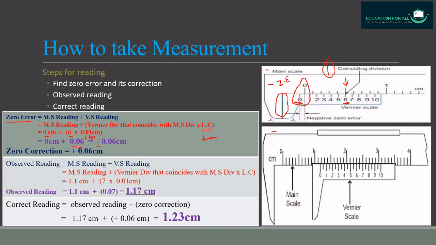Here I put a minus sign because we know that the error is negative, as the 0 of the vernier scale is on the left hand side. So I put a negative sign here. And what will be the zero correction? The opposite, we will just put an opposite sign with it. Or you can say the negative of zero error will be the zero correction.